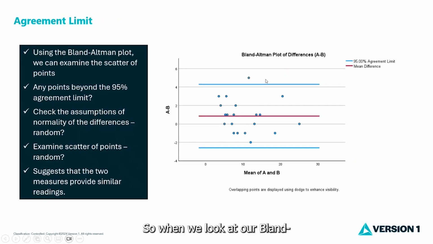So when we look at our Bland-Altman plot, we can examine the scatter of points. We're going to look to see if there are any points beyond the 95% agreement limit. You can see a point is here, so it's beyond the 95% agreement limit line. You can check the assumptions of normality of the differences, and here we're examining the scatter of points to see if they're scattered in a random fashion. If they are, it suggests that the two measures provide similar readings.